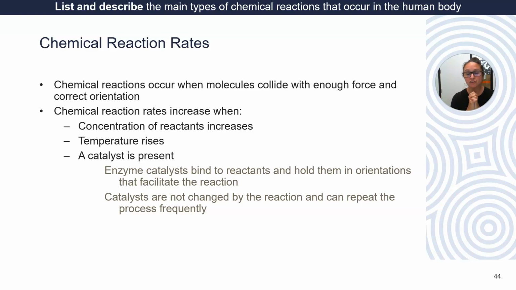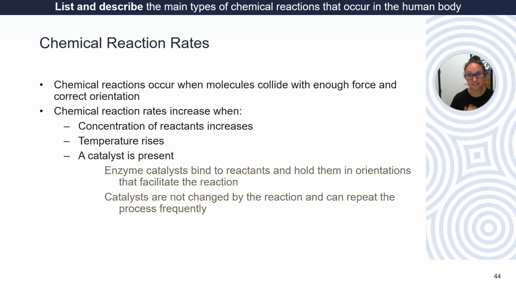That's what molecules need in order to get the chemical reaction to happen. And there are certain things that increase the rate of chemical reactions. For example, if you have heaps and heaps of reactants, so if you've got more stuff in a certain space, it's going to collide more often. The more temperature you have, the more the molecules are going to move around, and there's going to be a greater chance that they're going to hit one another.